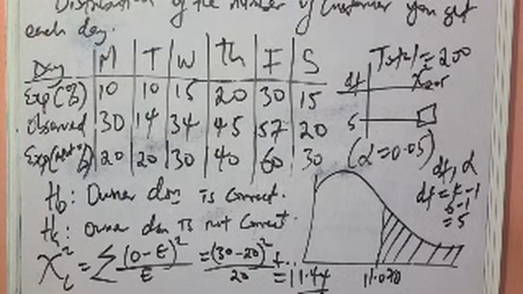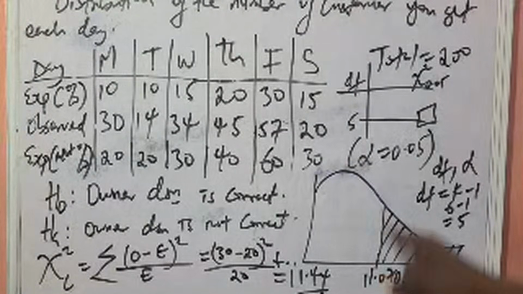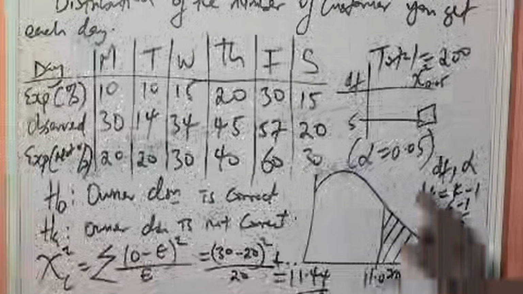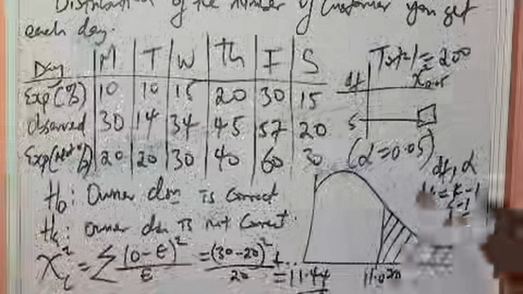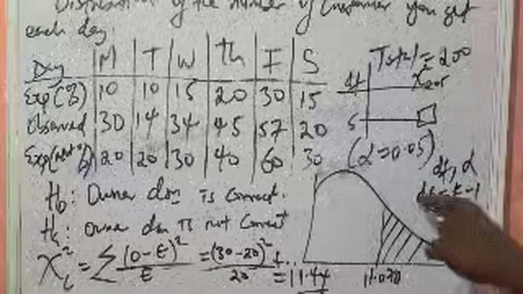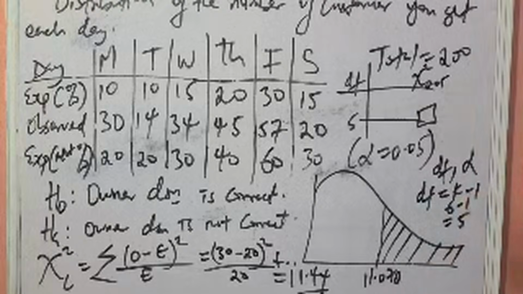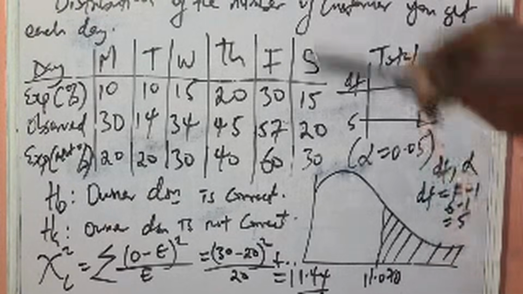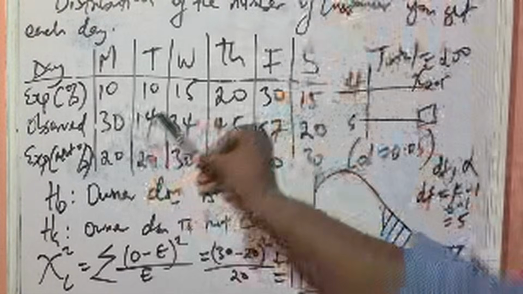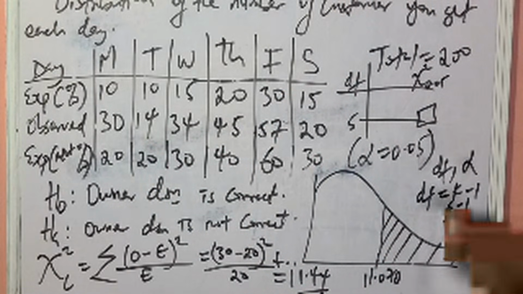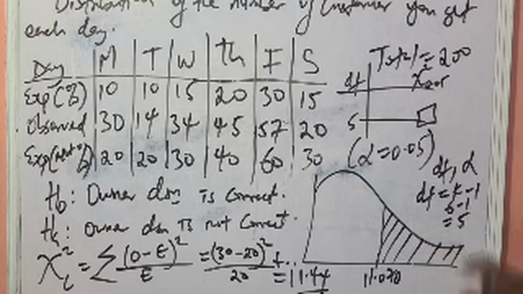The rejection part is very simple. This is the table value. If you want to get your table value, number one, you have to know what the degree of freedom is. It is always the number of categories minus 1. In this case, how many categories do we have here? 1, 2, 3, 4, 5, 6. That's 6 categories, so our degree of freedom will be 6 minus 1, which is 5.